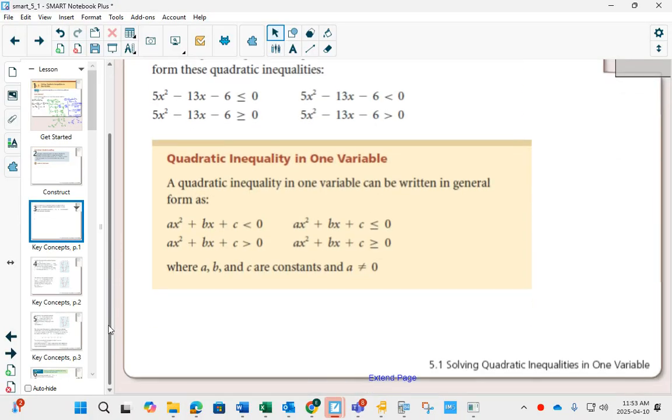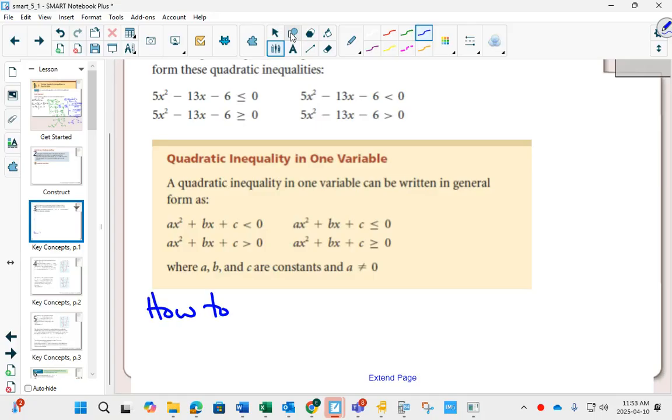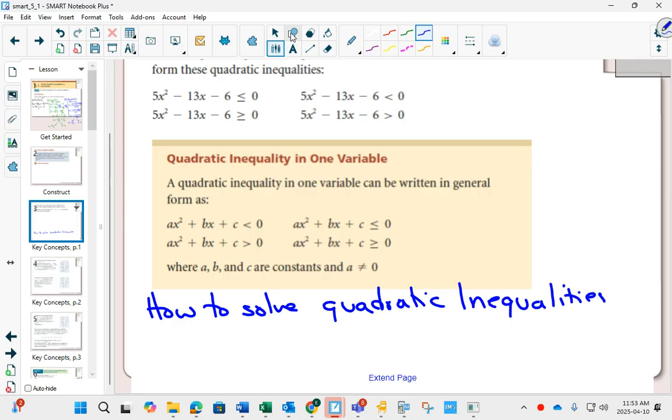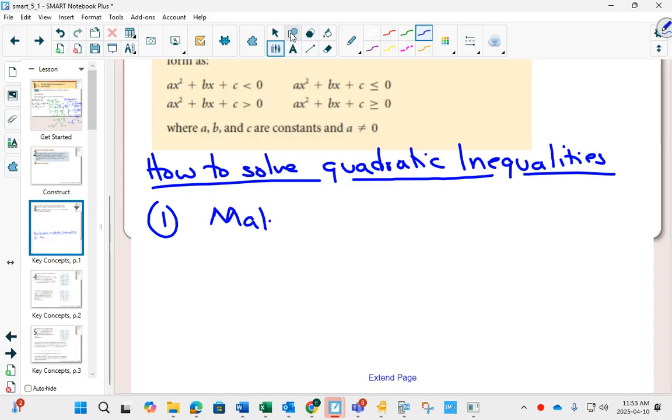And what I'd like you to do on the side, right beside this box on page 341, is we're going to write some notes for how to solve a quadratic inequality. Step 1. Just like a quadratic equation, make one side equal to 0.